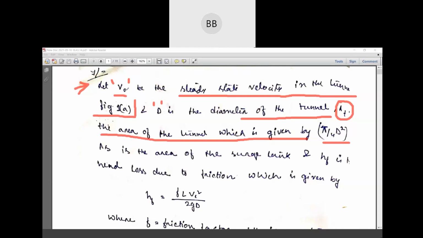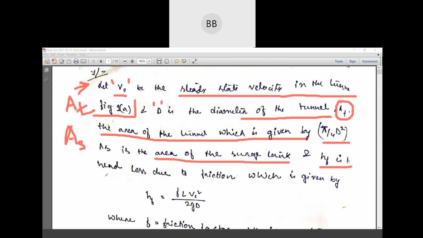So V naught is the steady velocity in the tunnel. Capital D is the diameter of the tunnel. A suffix T is the area of the tunnel, which is given by pi by 4 D square, the area equation of a circle. And A suffix S is the area of the surge tank. So we have two areas: A suffix T, that is the tunnel, and A suffix S, that is the surge tank.